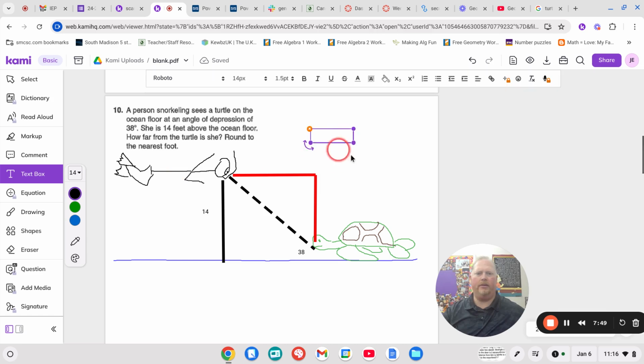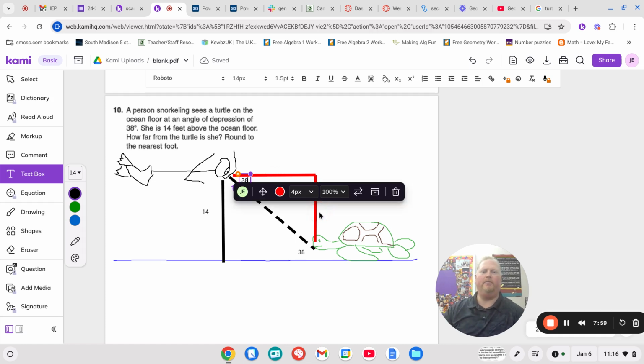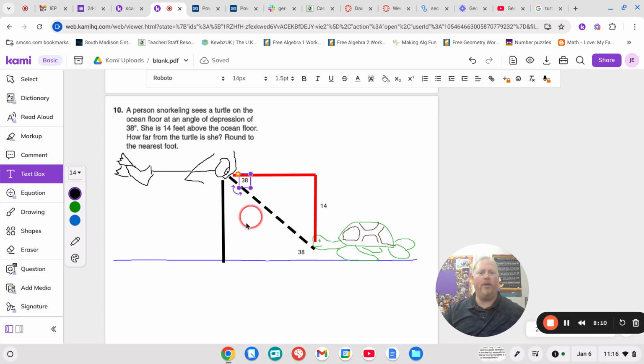Put that 38 right there. And now it makes sense that that 38 is looking down. Now that 14 can be moved over here. And so the red triangle and the black triangle are really actually the exact same size. So it doesn't matter whether you make the triangle up in the air or down on the ground.